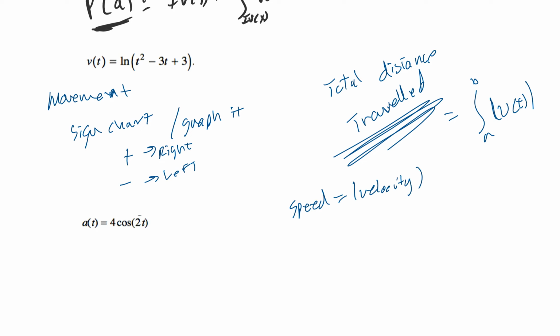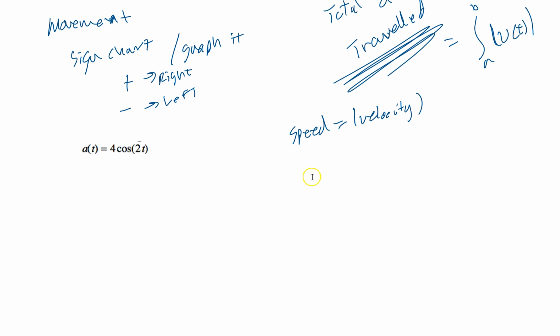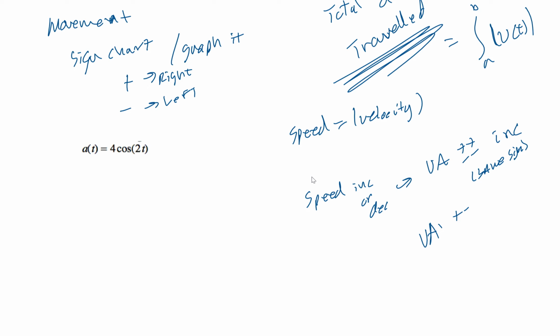That's it. Now, a lot of times they'll say, is speed increasing or decreasing? That's different. So just speed itself, absolute value of velocity. Is speed increasing or decreasing? That's where you got to compare velocity and acceleration. If velocity and acceleration are the same sign, then it's increasing. If velocity and acceleration are different signs, that means they're working against each other, then it's decreasing.